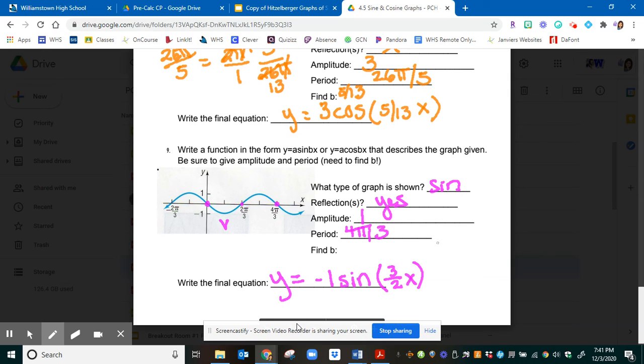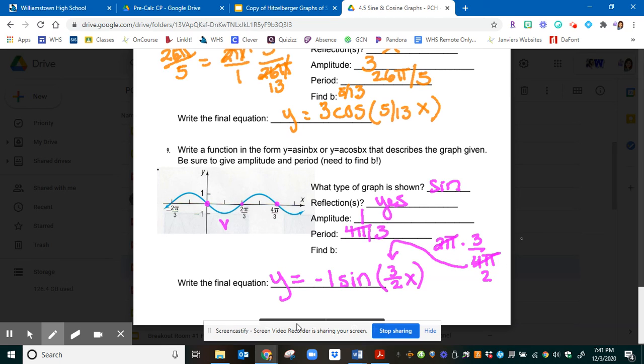Okay, and then once again, we're just going backwards. So 2 pi divided by 4π/3 ends up being times 3/4 pi, and that gives us 3/2, which goes right into here. Okay, and there you have it. That is all you have to do for writing your equations given a graph.